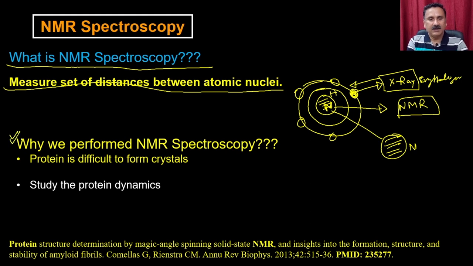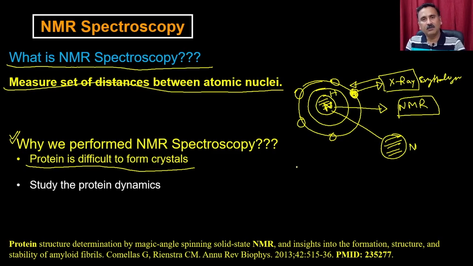Why do we perform NMR spectroscopy? We perform it because crystallization is very difficult. In some cases, the protein structure is so dynamic and unstable that it does not get stabilized into a single conformation. In those cases, you always get either an amorphous powder or precipitate, or in some cases you get crystals, but those crystals have a very high degree of mosaicity or disorderness, or they form crystals but may not diffract.